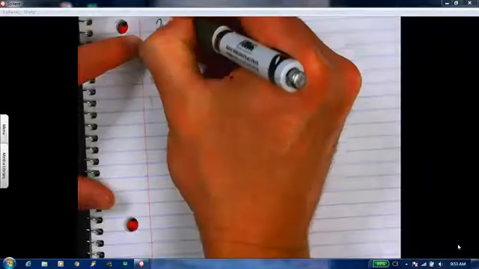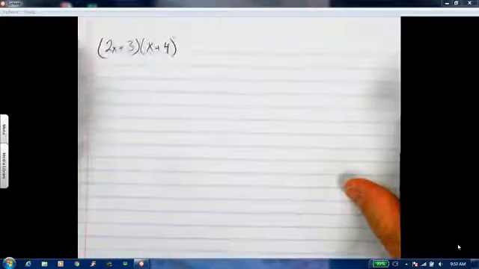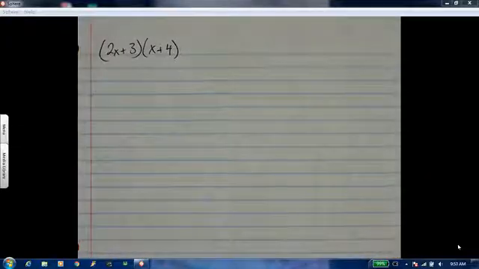Take 2x plus 3, and I want you to multiply that with x plus 4. So FOIL that out. Remember the FOIL process? Double distribution.